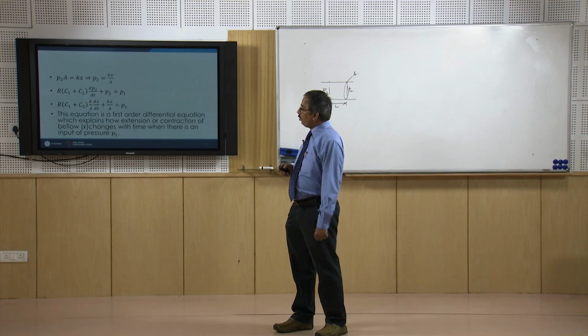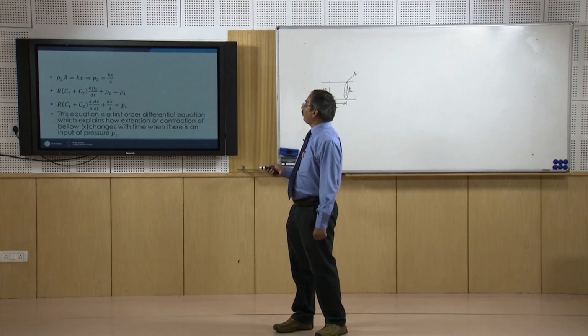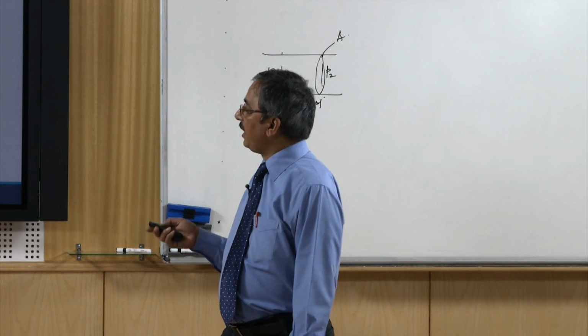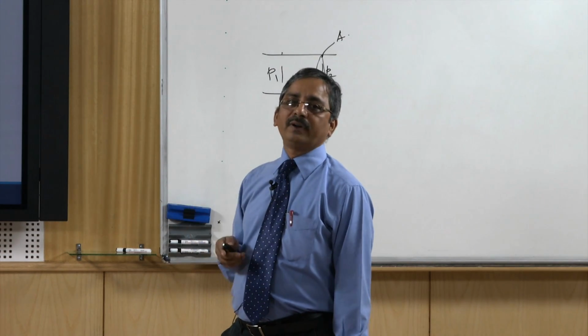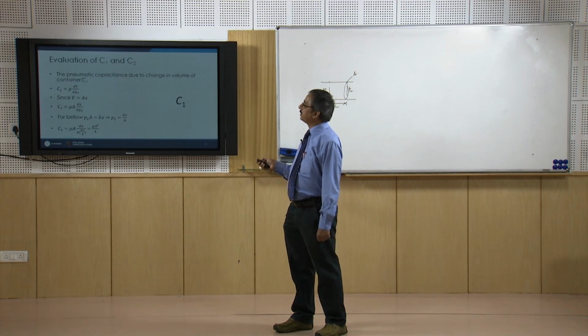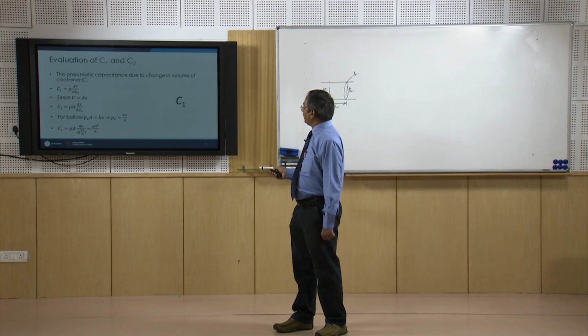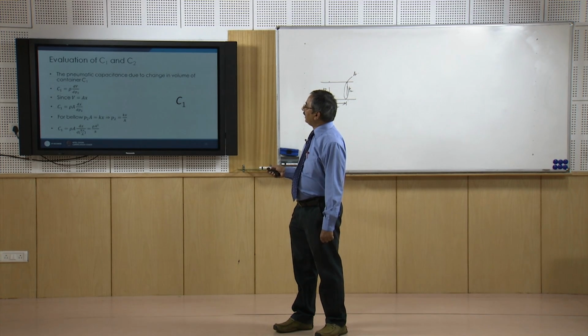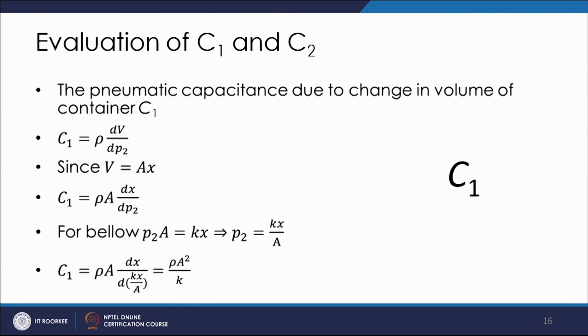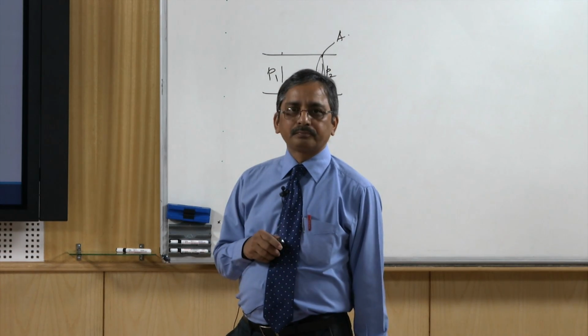Now, the question is how to evaluate C1 and C2. So, let us see how can we evaluate C1 and C2. I can think of evaluating C1, that is the pneumatic capacitance due to change in the volume of the container. Here in this case we are talking about, say, the bellow.